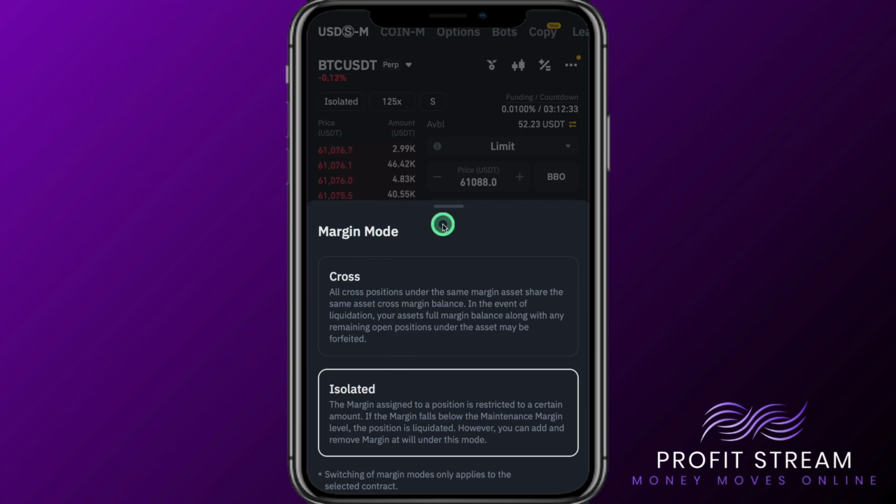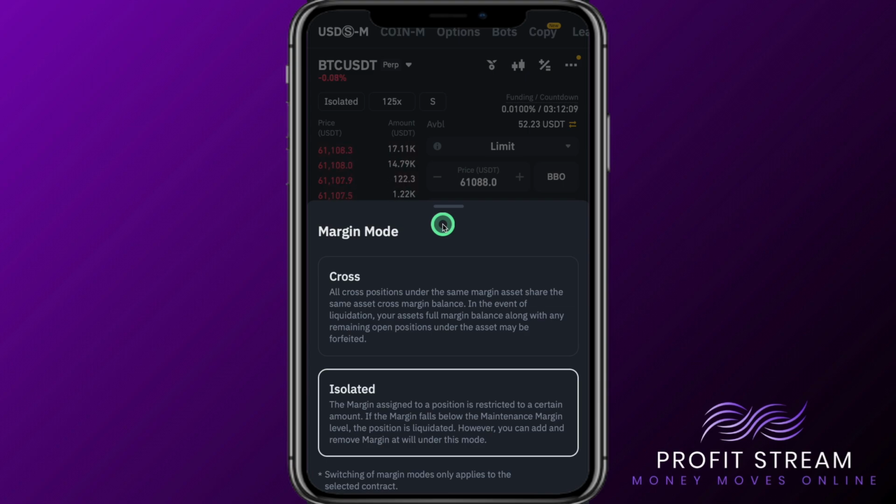Isolated is when the collateral that you have in your account is used to fund individual trades. So for instance, if you have $100 in your account and you fund $50 for a Bitcoin position and $50 for an XRP position, those are completely separate positions. So if one of them gets liquidated, the other one will not be touched.